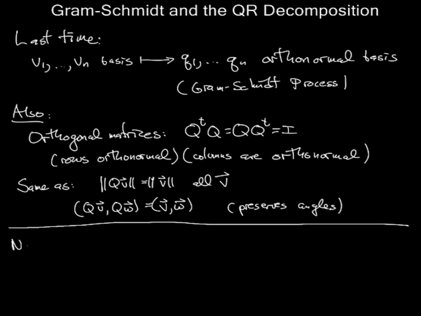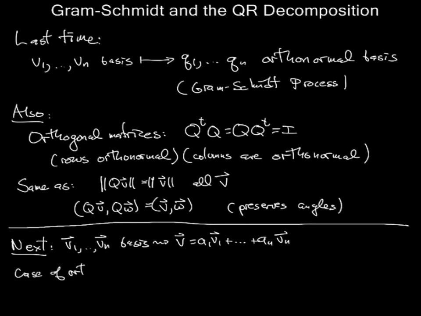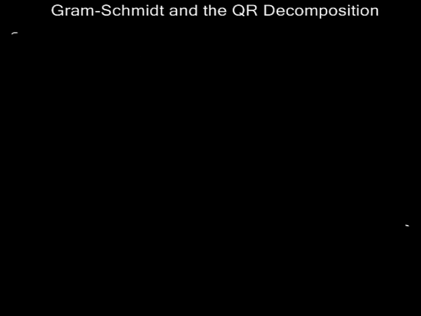Okay, before we go on to the QR decomposition, there's one other property about orthonormal bases which is important, and that's the following. Suppose you have a basis v1 through vn. That says that any vector can be written as a linear combination of the vi's. Figuring out those ai's can be hard, but when you have an orthonormal basis, it's actually very easy. And that's one of the nice things about an orthonormal basis.